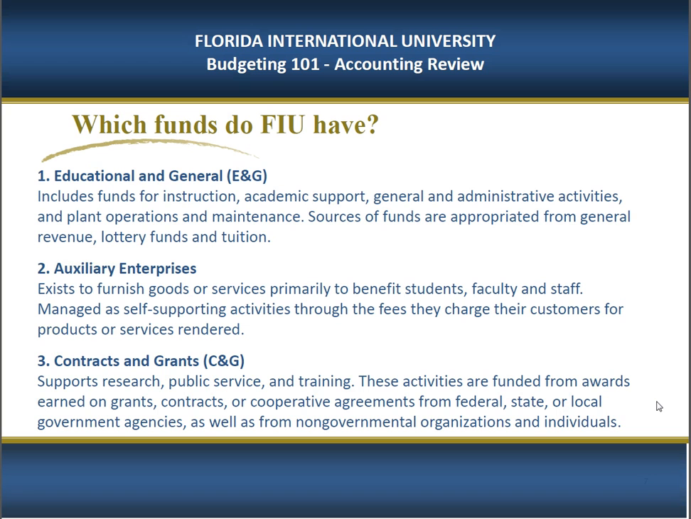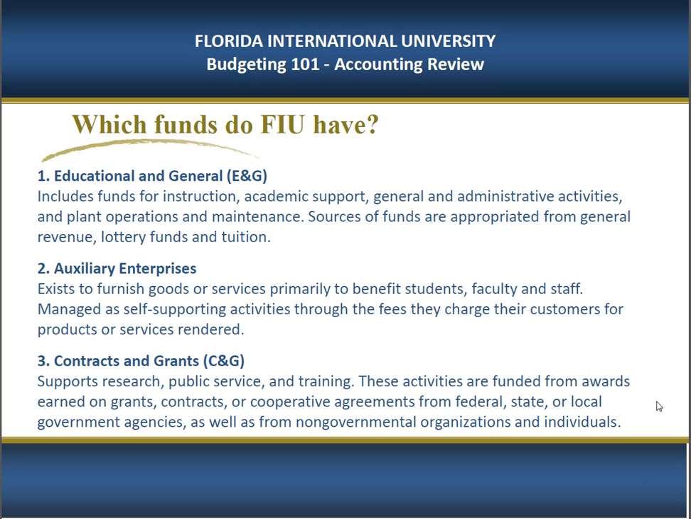Let's talk about some of the funds that we have at FIU. We have several. The first one that comes to mind is E&G, Educational and General. This includes funds for instruction, such as faculty costs, academic support, such as advising, general and administrative activities, such as UTS, legal, HR activities, and plant operations and maintenance, space costs, utilities, janitorial.